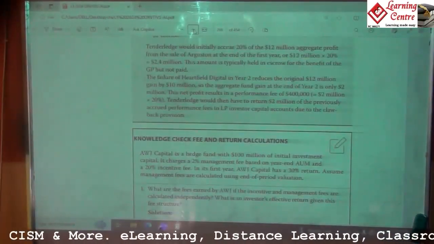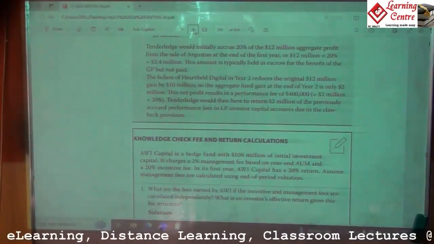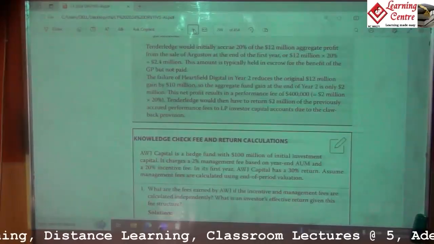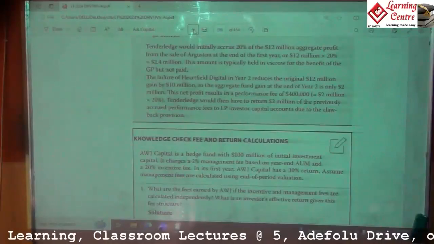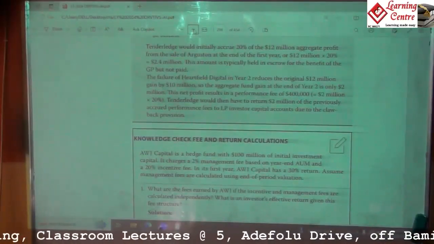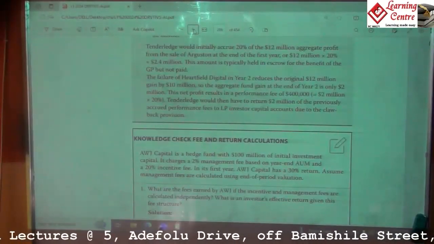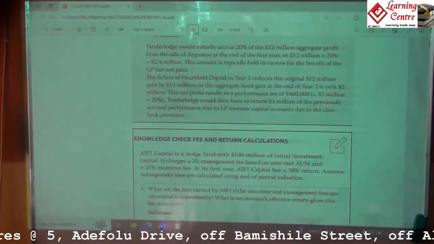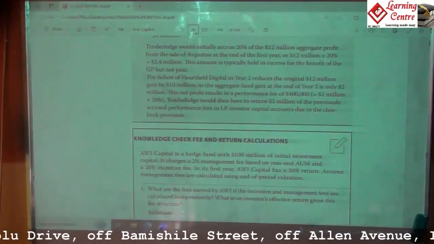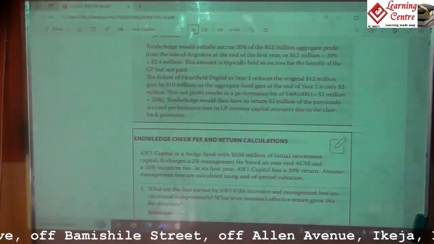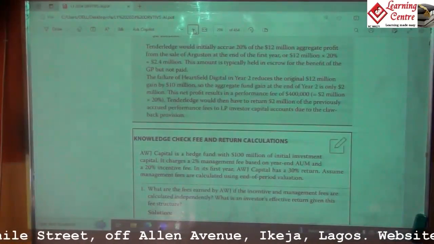So let's go. Everybody get your pen. This is the maximum question they can give you in terms of private equity, hedge funds and things like that, so I want you all to pay attention. AWJ Capital is a hedge fund with 100 million of initial investment capital. It charges a 2% management fee based on year-end assets under management and a 20% incentive fee. In its first year, AWJ Capital has a 30% return, with the management fee calculated using end of period.